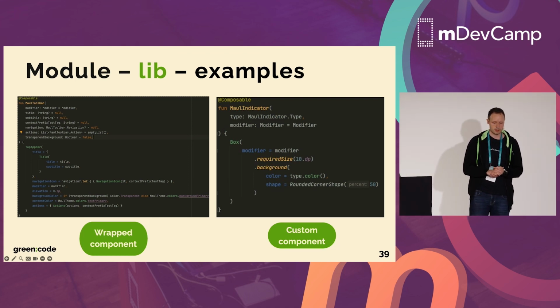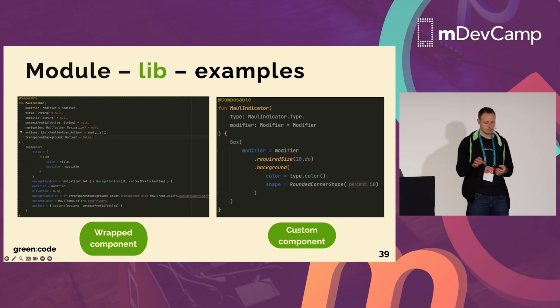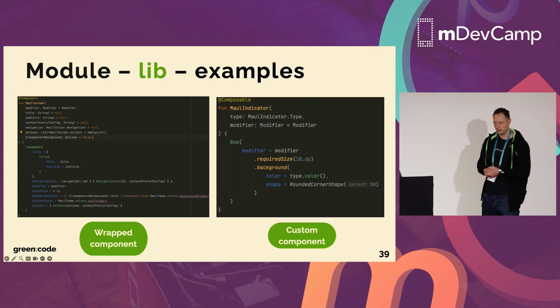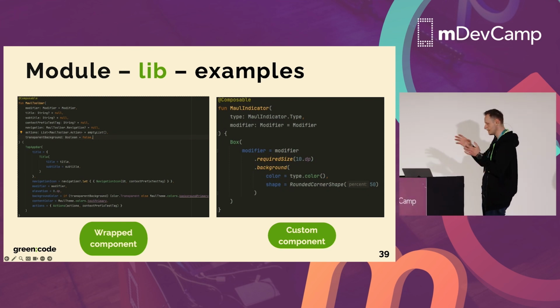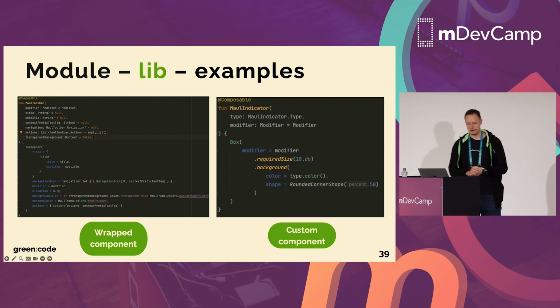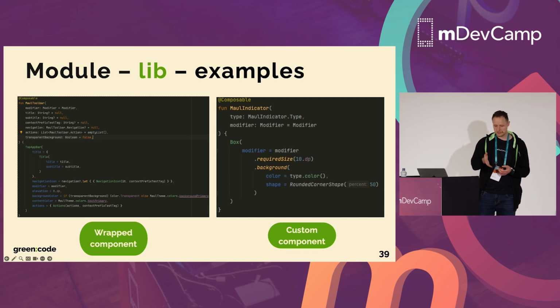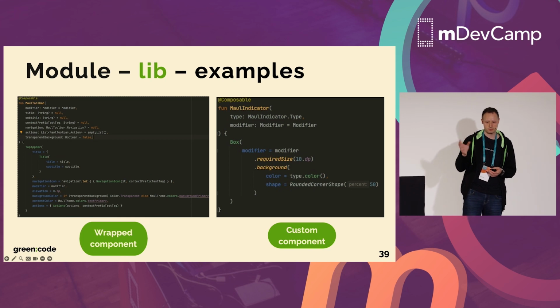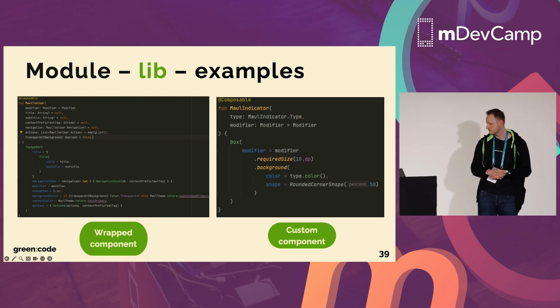Okay, those are examples of wrapped and custom components. Wrapped, for example, MolToolbar, we wrap TopAppBar, we usually set some default styles, and when we need some features, we enhance them. And custom components, this is just a simple one, just a box with a background, and we recolor it based on type.